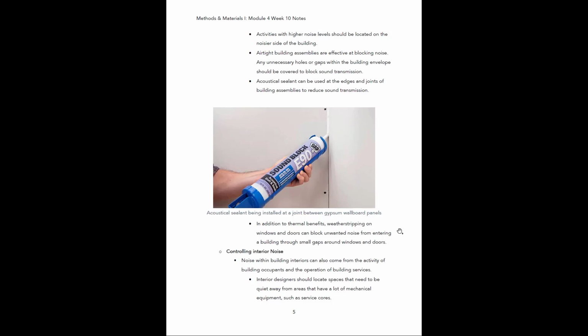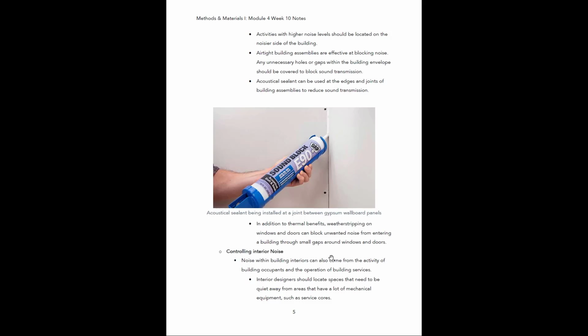And then lastly, in addition to thermal benefits, weather stripping on windows and doors can block unwanted noise from entering a building through small gaps around doors and windows. Okay, so I think we touched on weather stripping a little bit, maybe a few weeks ago. But just like multiple layers of glazing, if we have weather stripping installed, that's going to create another natural block against sound transmission through small gaps between doors and windows.